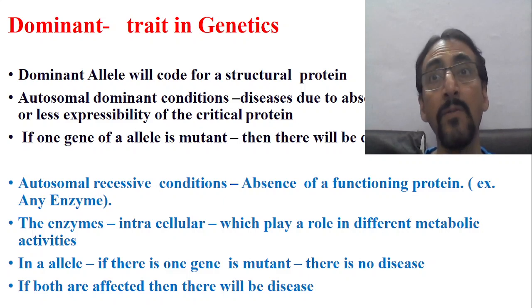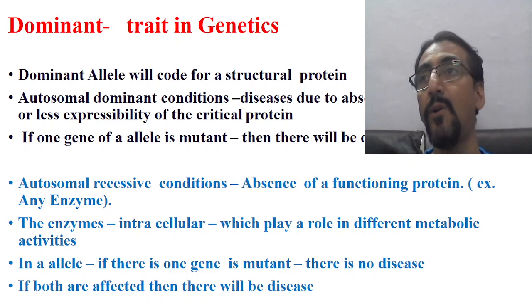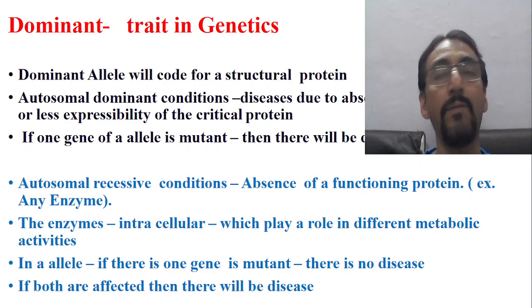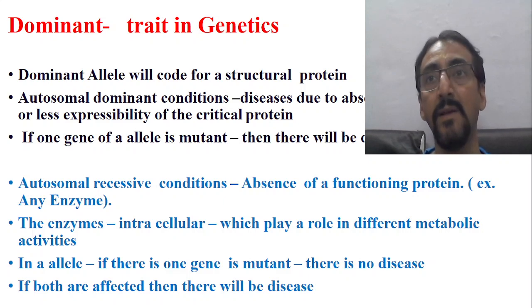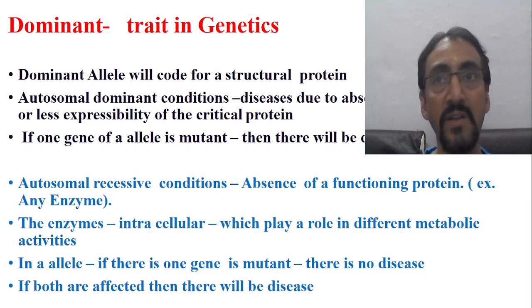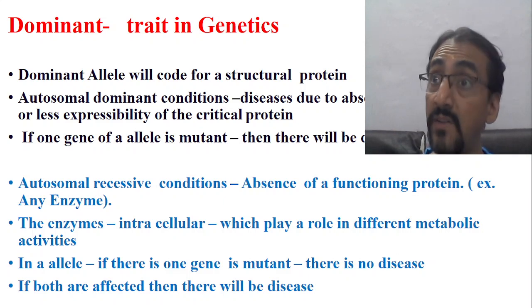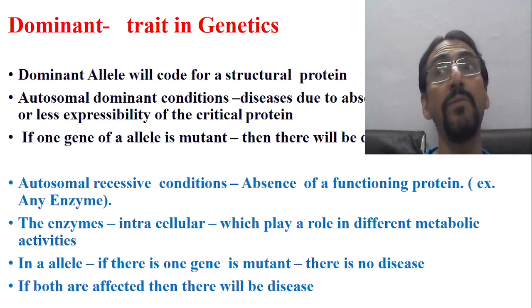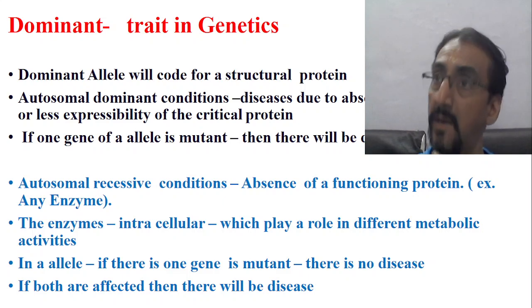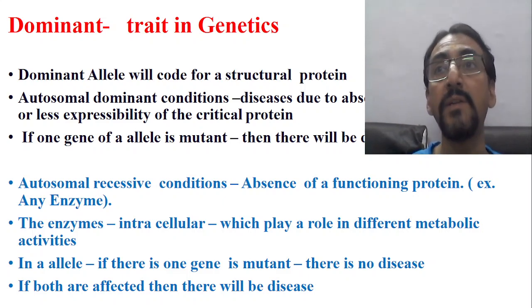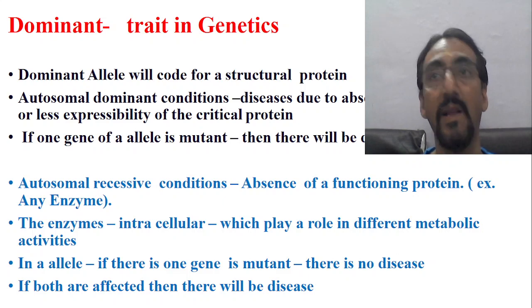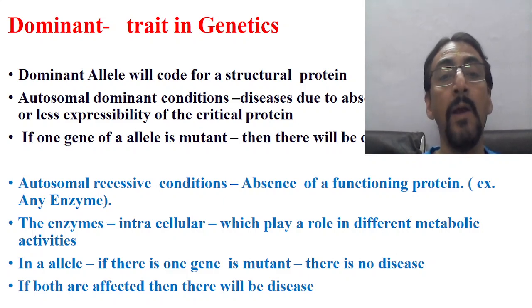Mess happening. So definitely, in case of dominant genes, there will be formation of the disease, either one gene is affected or both the genes are affected. If both the genes are affected, the severity of the disease is very high. If one gene is affected, definitely there is a disease, but severity may be quite less. That's all. We will see that later.